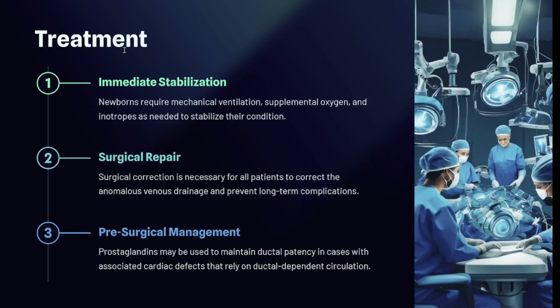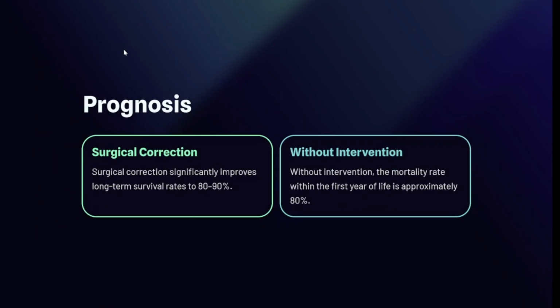Medications and specific interventions. Presurgical stabilization might include the use of prostaglandins to maintain ductal patency in cases with associated cardiac defects that rely on ductal-dependent circulation. Surgical options are tailored to the type of TAPVR and the presence of associated defects, focusing on reestablishing the correct pulmonary venous drainage into the left atrium.